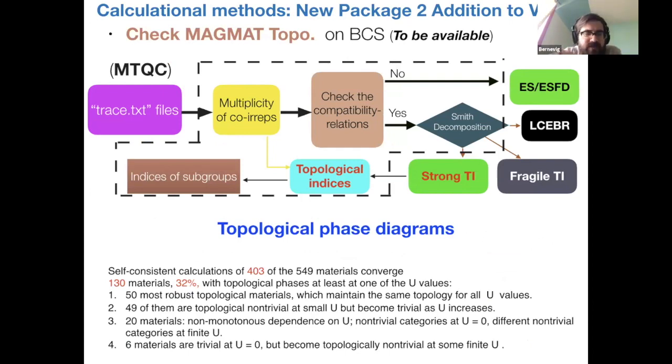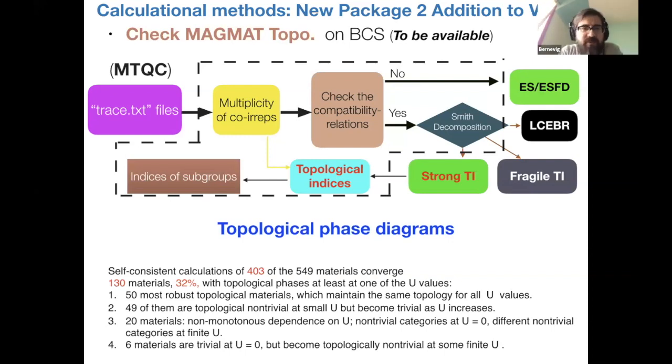So basically, these self-consistent calculations show the following. Now, for the magnetic data, magnetic means antiferromagnetic really here. So it's much smaller because we're only looking at the ones where the neutron scattering data is known. There are 403 materials of 549 that actually converge with LDA plus U, and there are 130 materials, which is basically the same proportion, that are topological for at least one value of U. There are 50 of them which remain topological for all values of U, and you can read these things.